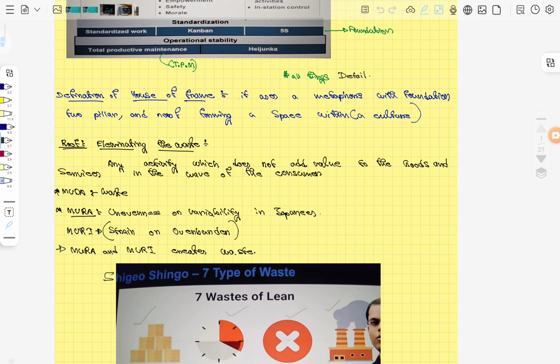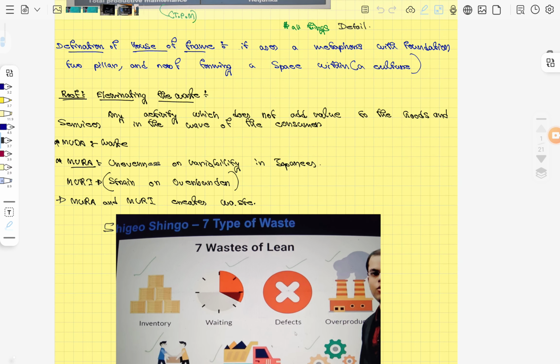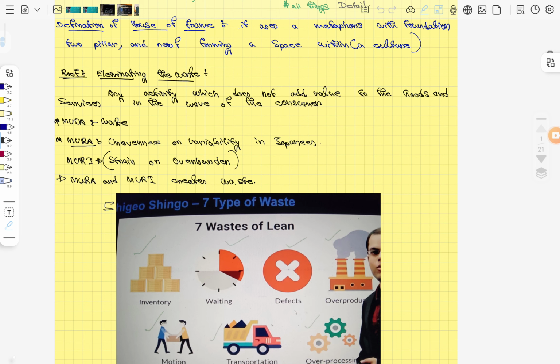The definition of the house framework: it uses the metaphor of a house with a foundation, two pillars and a roof framing a space within a culture. The roof is eliminating waste. Activities that do not add value, we have to eliminate. Muda in Japanese means waste. Muri is strain or overburden, and Mura is unevenness, or you can say inconsistency.